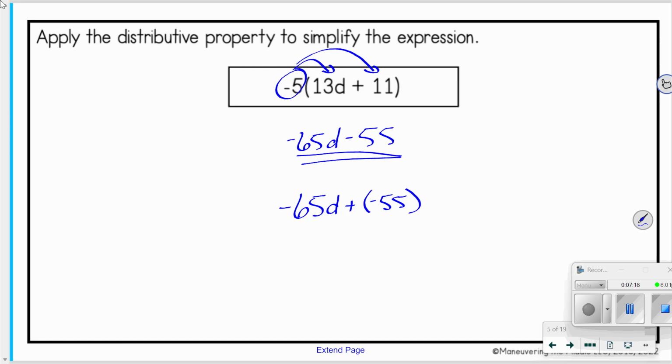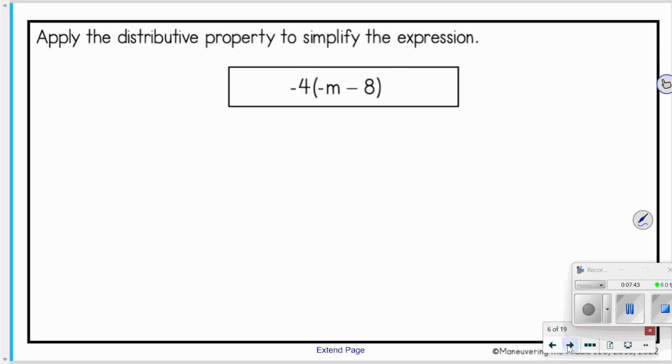Okay? So if you're not ready to make that leap into just thinking of these as integers, and you still want to focus on the operations, then you're going to be doing it like this. But I really, really want you guys to get used to -5, positive 11, that's a -55. Does that make sense for everybody? Maybe. Peyton, you good? Yeah. Mr. Stretch? Okay. Okay, our next one.